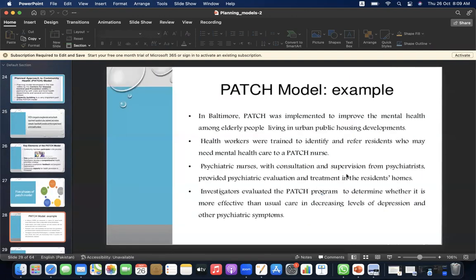Example of the PATCH model: in Baltimore, PATCH was implemented to improve the mental health among elderly people living in urban public housing developments. Health workers were trained to identify and refer residents who may need mental health care to a PATCH nurse. Psychiatric nurses, with consultation and supervision from psychiatrists, provided psychiatric evaluation and treatment in the residents' homes. Investigators evaluated the PATCH program to determine whether it is more effective than usual care in decreasing levels of depression and other psychiatric symptoms.